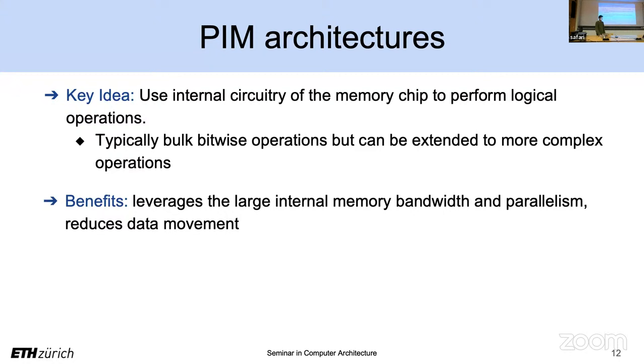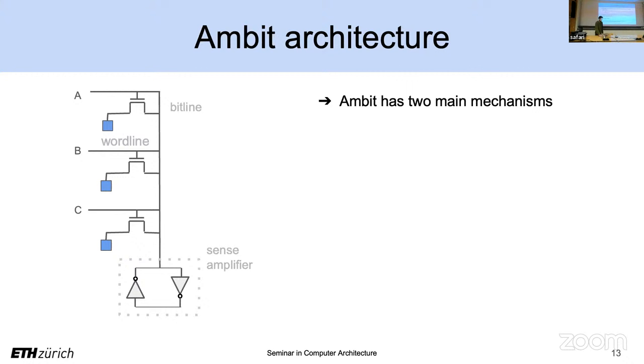An example of this would be MBIT. Let's briefly look at what they did here. On the left, you have the classical DRAM structure. You have three cells, the blue one would be a capacitor, and at the bottom of the bit line, you have the sense amplifier. I'm sure all of you know this already.